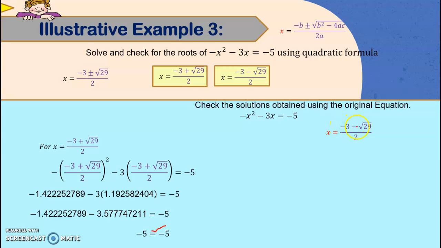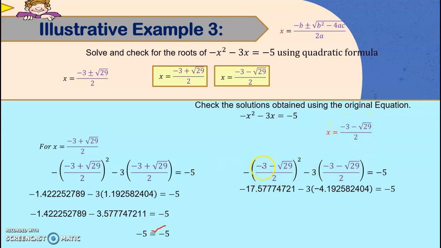Next is -3 minus square root of 29 all over 2. The same thing, but the value here is not the same as this one since it's negative, right? So the sign really matters. -17.5774721, and then this one, -4.19258. So why are you using the whole decimal? Because the decimal values matter later on.